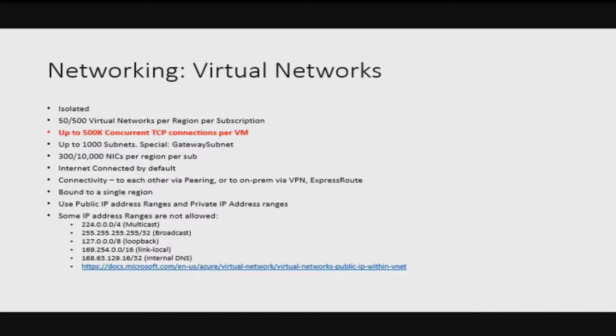All the VNets are connected to the internet by default. So if I deploy a VM into an Azure VNet, it can reach out to the internet automatically. I don't have to do anything to enable that. I, of course, can change that with a network security group, which we'll talk about next. But by default, all the VMs can talk to each other, regardless of what subnet they're in, and they can also talk to the internet.